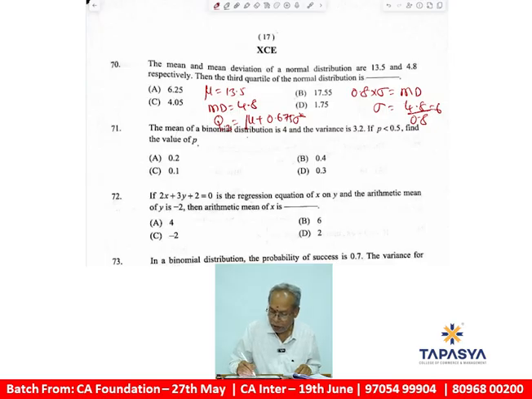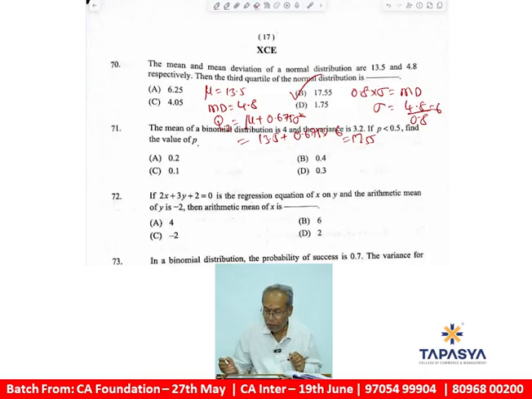Substituting the values here, 13.5 plus 0.675 into sigma is 6, you will get 17.55. So the right answer is B. Right? So the right answer is B.